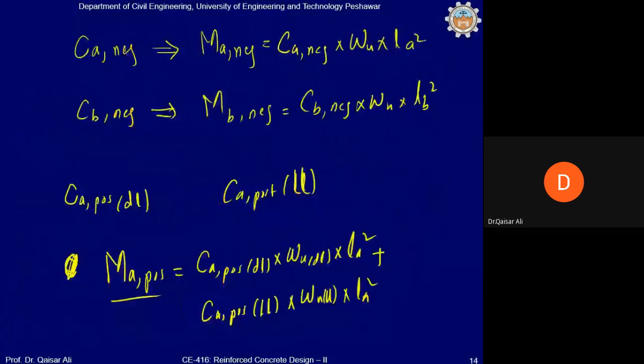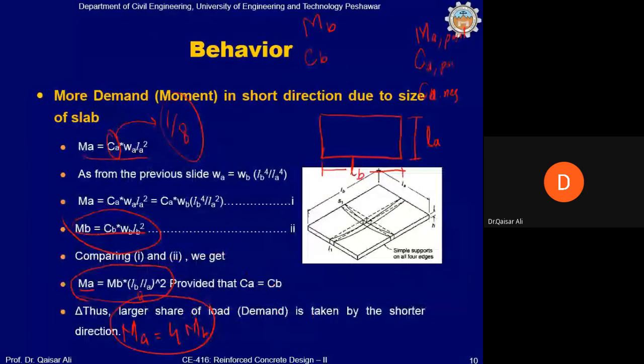We proved this. Look here, see it again. If Lb by La is 2, then in that case almost moment transfer along the shorter direction will be 4 times the moment transfer along the longer direction. Okay, sir, so there will be different moments. If it is a perfect square panel, if both sides are the same, then moment transfer along both directions will be the same, because here if you put Lb by La equal to 1, Ma will be equal to Mb.